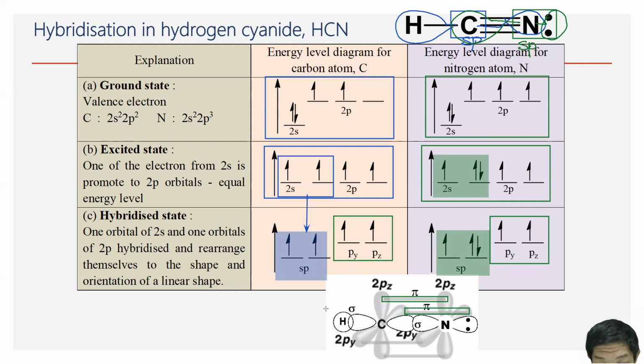Okay, so as a conclusion, as you can see, carbon directly overlaps with the hydrogen, hence forming a sigma bond, and directly overlaps with the nitrogen, hence forming a sigma bond, whereas the nitrogen will also directly overlap with the carbon to form the sigma bond, and you have a lone pair of electrons inside the nitrogen. Okay, so this is how you describe the hybridization inside hydrogen cyanide.